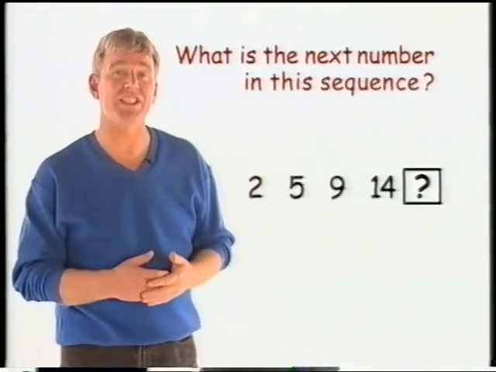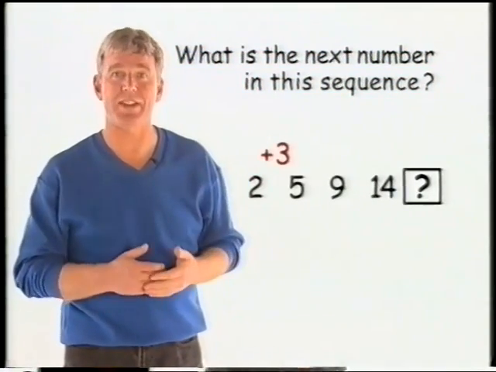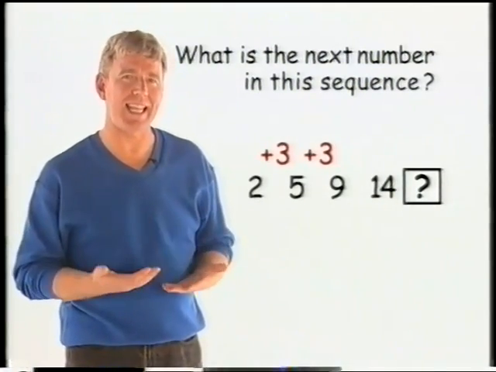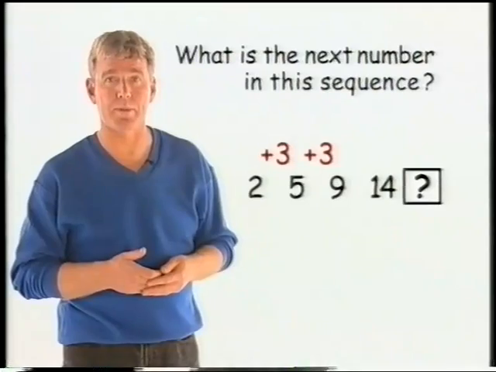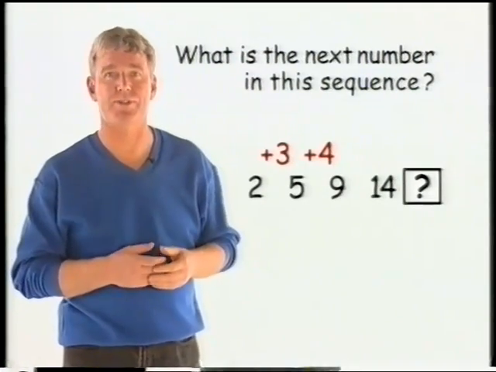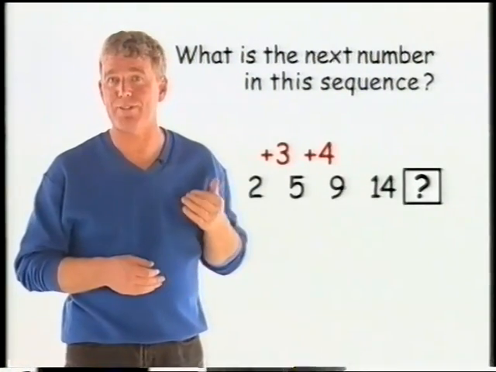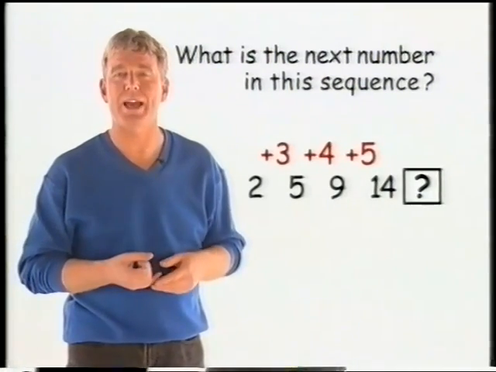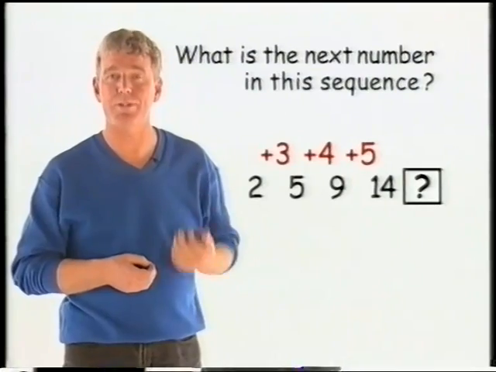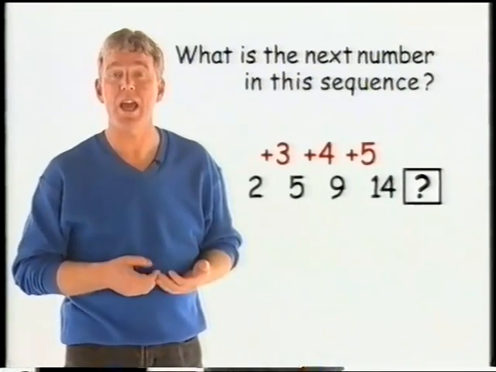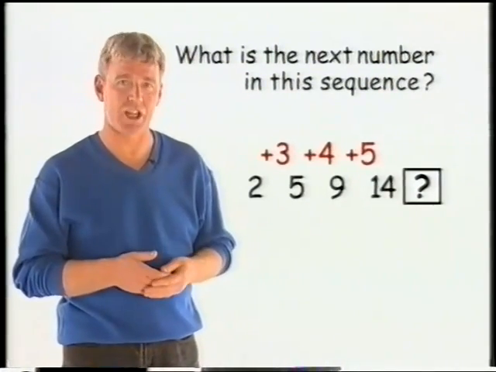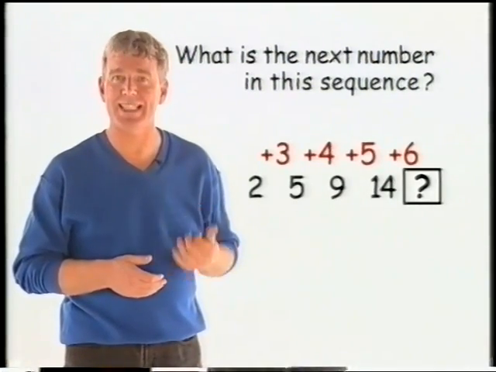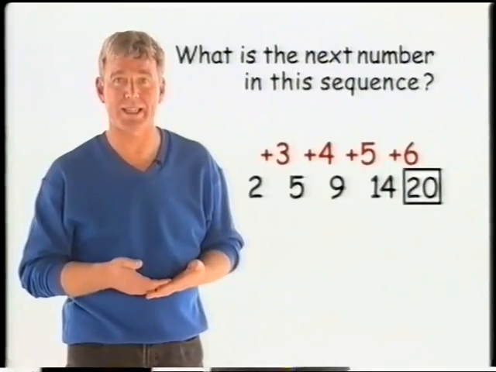The first number is 2. We can add 3 to get the next number, 5. But adding 3 to 5 gives 8, not 9. So that's not the rule. We have to add 4 to 5 to get 9. And then to get 14, we have to add 5. In this sequence, we have to add 3, then 4, then 5. The number we add goes up 1 each time. To get the next missing number, we have to add 6. And 6 added to 14 is 20.